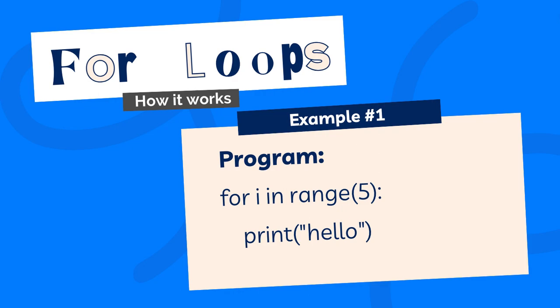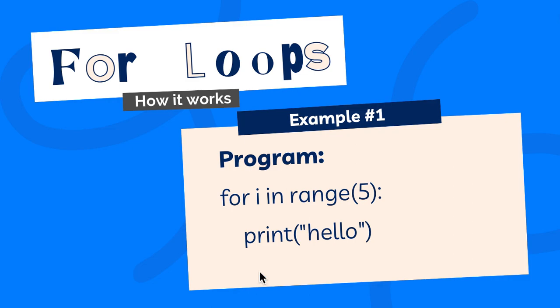Okay, let's start with the first example. Here is a for loop that will print the word hello 5 times. The range function creates a range of numbers, in this case from 0 to 4, which the loop uses to determine how many times to execute the code inside it.